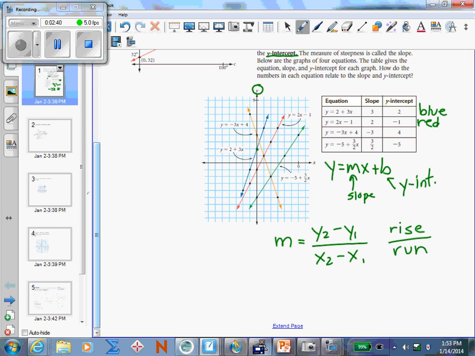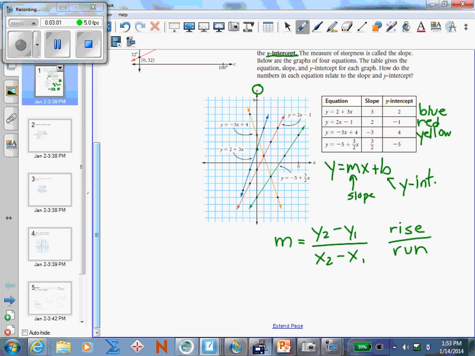The third one, the y-intercept is 4. The slope is negative 3. So let's look 1, 2, 3, 4. Slope negative 3, meaning you're going to count down 3, 1, 2, 3 over 1. So that is the yellow line.